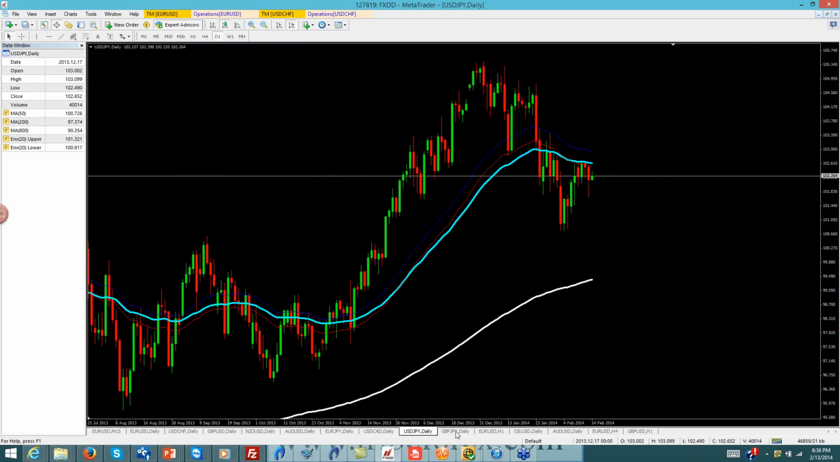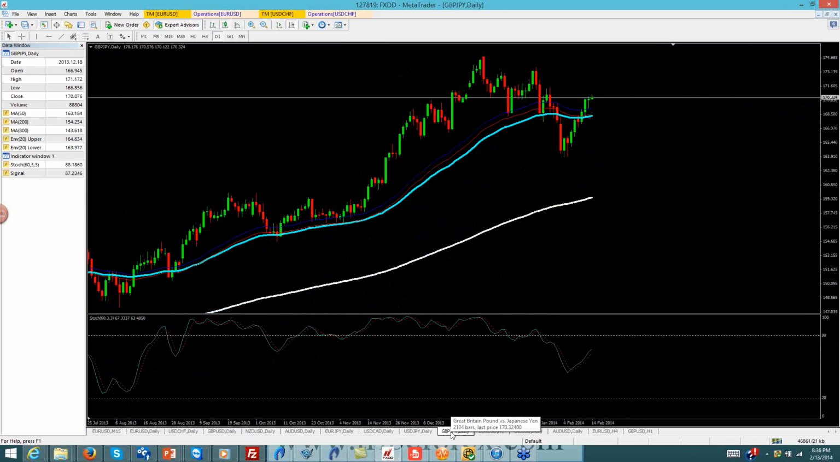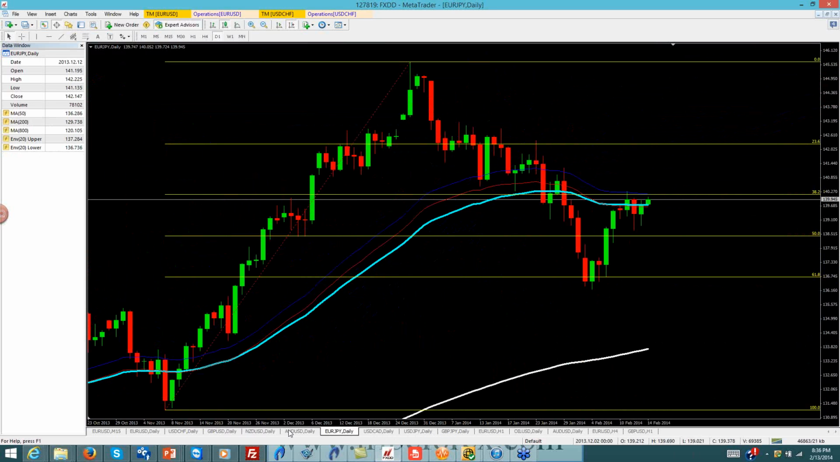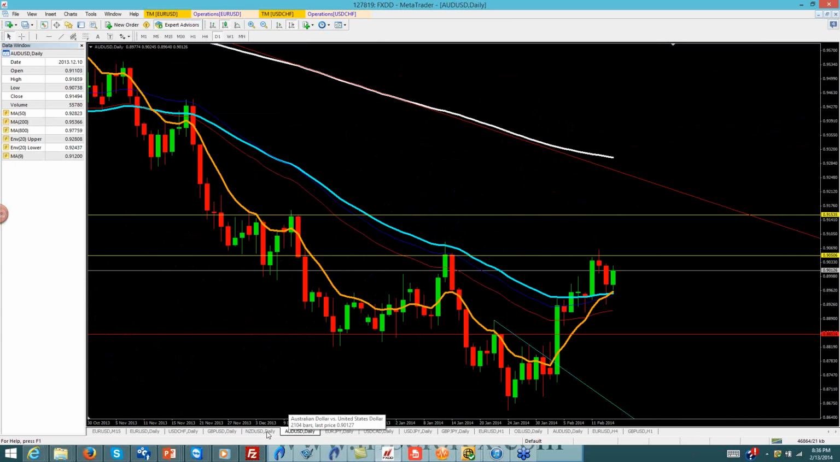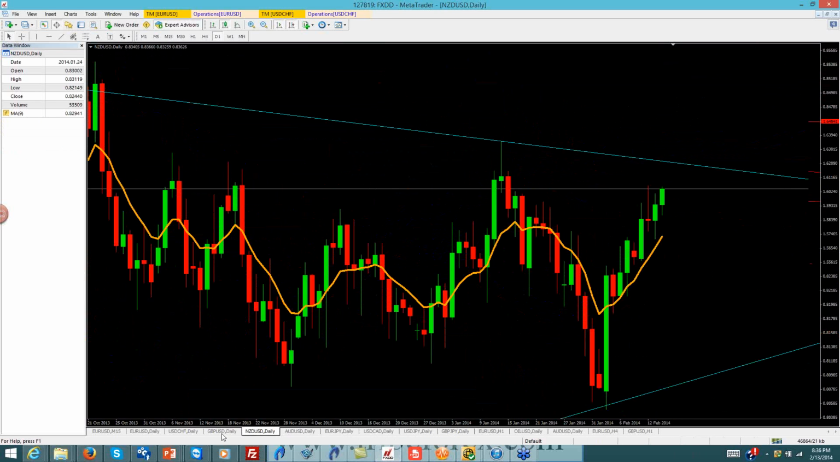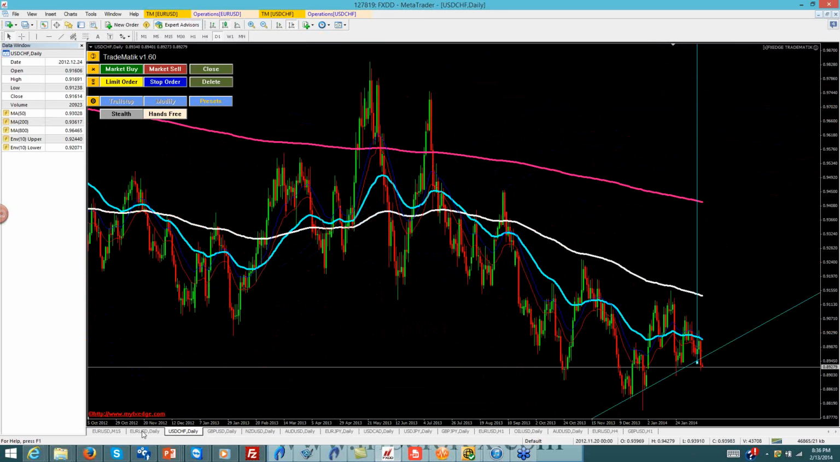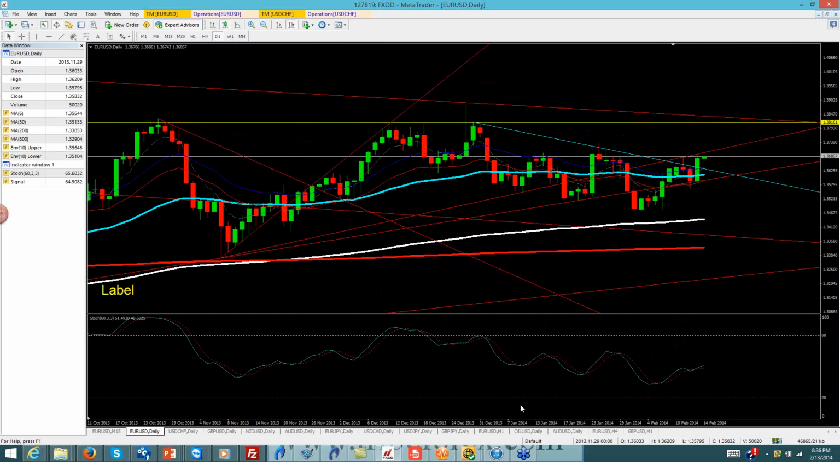The dollar yen doesn't look so strong. It's actually ambiguous, so I'm going to leave that right where it is. I'm not going to call anything today. And the pound yen looks like a buy. So we have a buy on the euro yen, buy on the pound yen, buy on the Aussie dollar, buy on the New Zealand dollar, buy on the pound dollar, sell on the dollar Swiss, buy on the euro dollar. Okay, and so that is it.